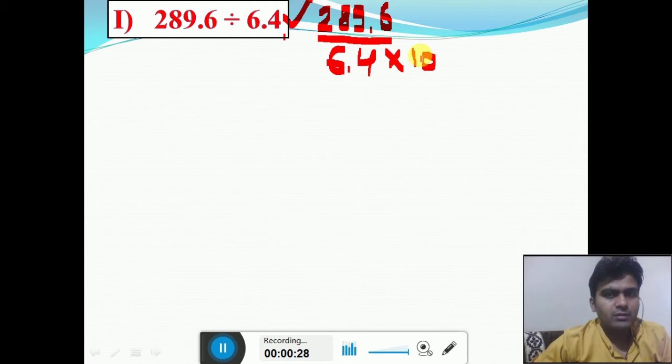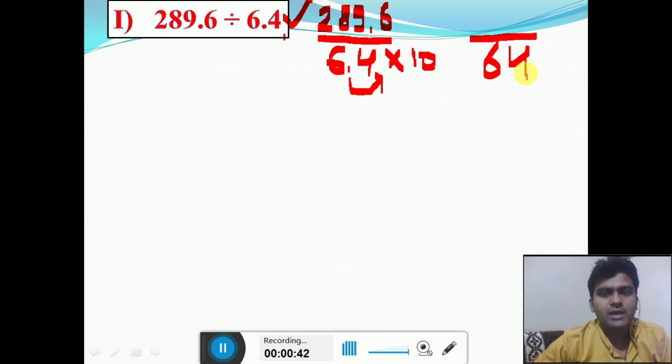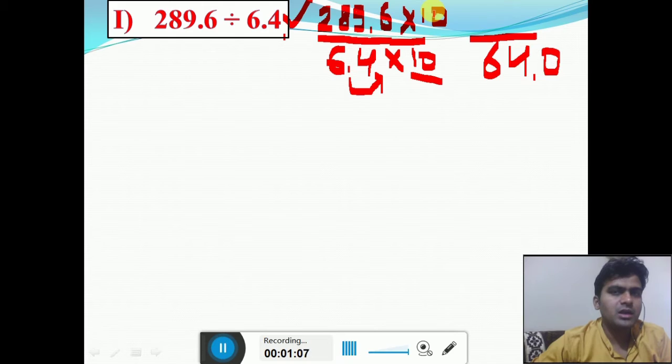If we multiply it by 10, this decimal point will move towards the right hand side. From left to right it will move, and the number 6.4 will be equal to 64. If we multiply 6.4 by 10, the number becomes 64.0 or 64. So the decimal divisor becomes a whole number. Now if we are multiplying the divisor, we have to multiply the dividend also by 10.